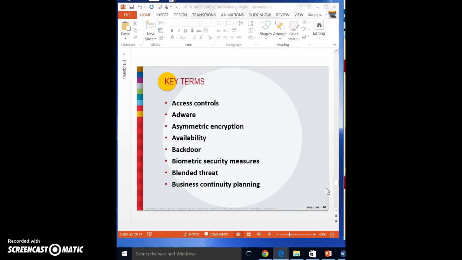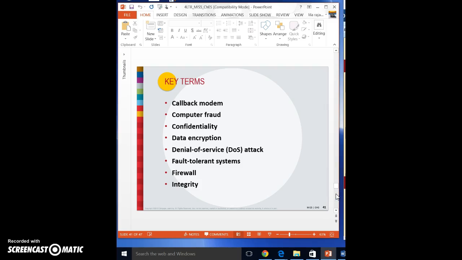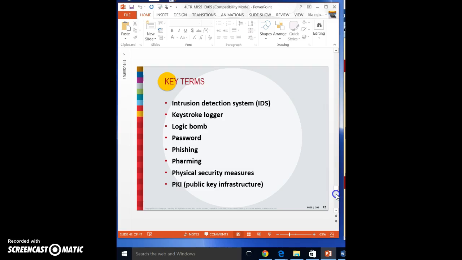Now let's look at some of the key terms that we have looked at. We have looked at access control, adware, asymmetric encryption, availability, backdoor, biometric security measure, blended threat, business continuity planning. We talked about viruses, worms. We talked about firewall, denial of service attack, data encryption, confidentiality. We talked about computer fraud.